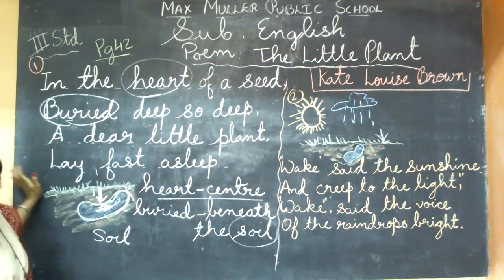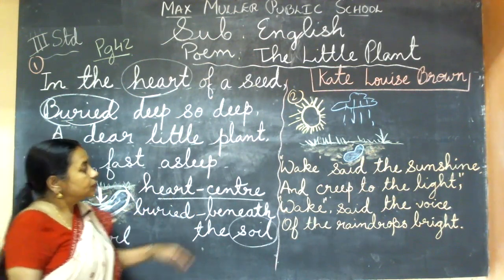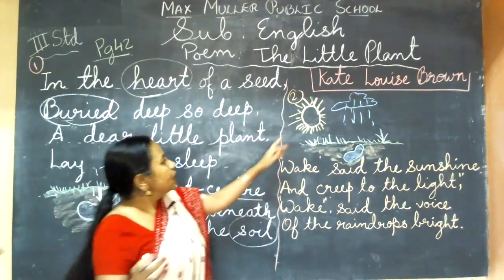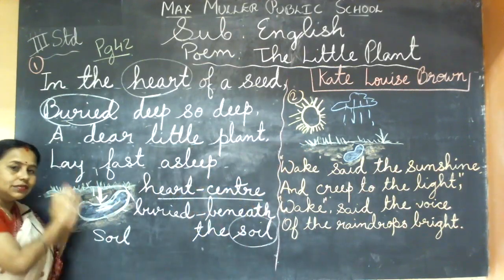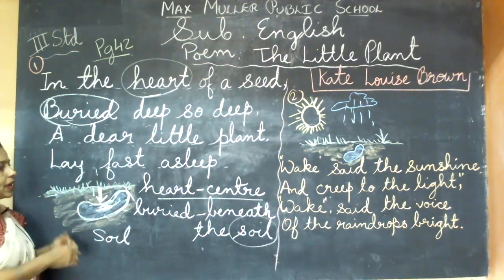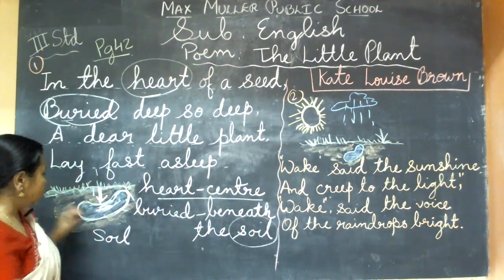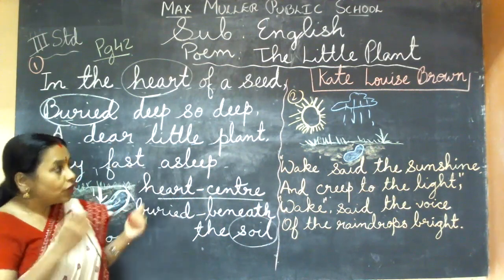Okay, and I'll go to the second paragraph. Now, how beautifully the poet is explaining, see here. She's telling that the baby plant is sleeping inside the seed. And the seed is where? Inside the soil. It is beneath the soil. But if you live like this, that plant will never grow. That baby plant won't come out from the soil. For that, what happened?